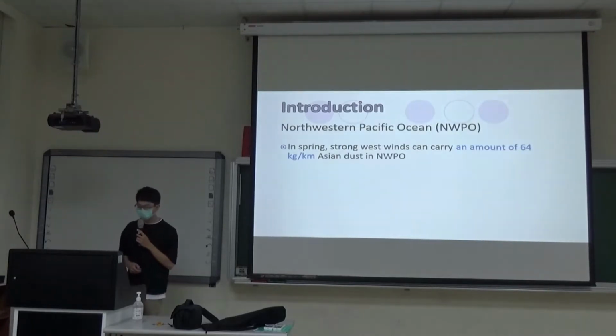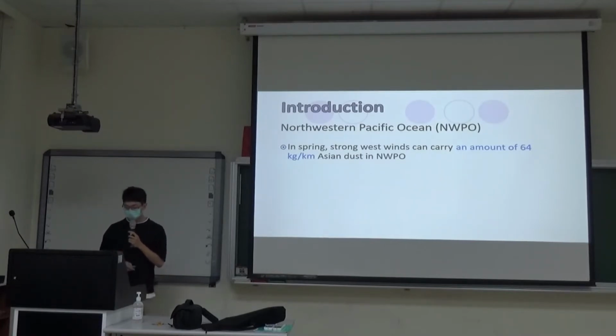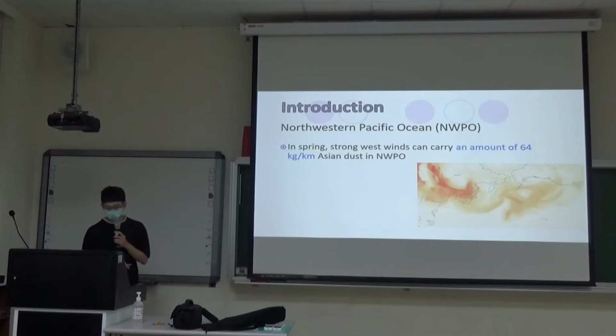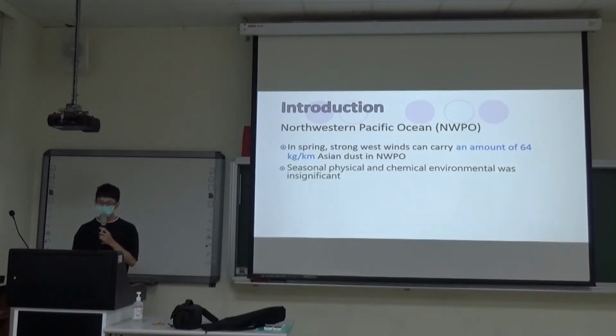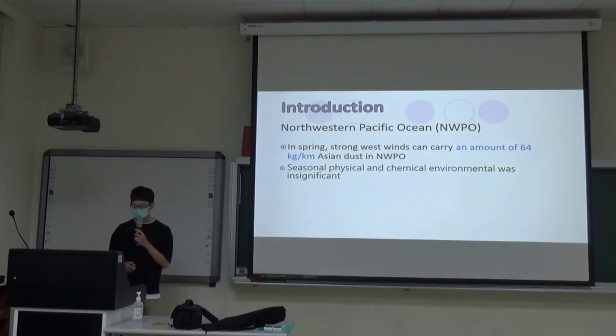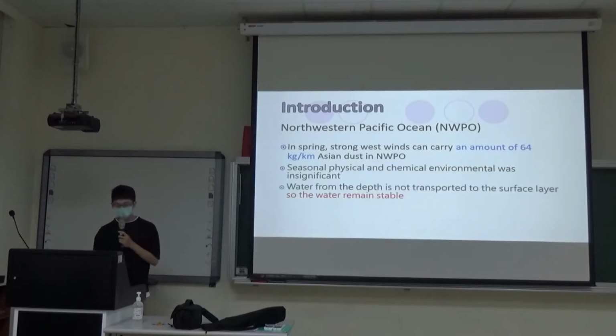In the northwest Pacific Ocean in the spring, strong west winds can carry an amount of 64 kilograms of Asian dust into this area, and the flower feature was this phenomenon. And then the seasonal physical and chemical environment was insignificant. It means the weather here is constant and there will be no special change. And the water from the depth is not transferred to the surface layer, so the water layer can remain stable.